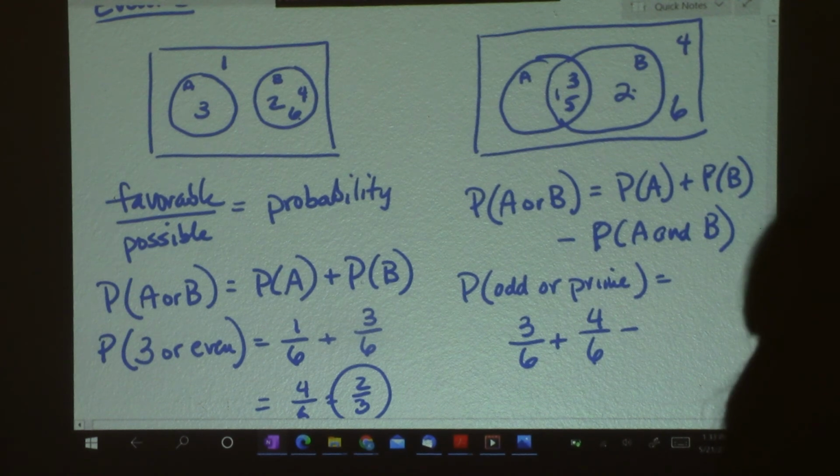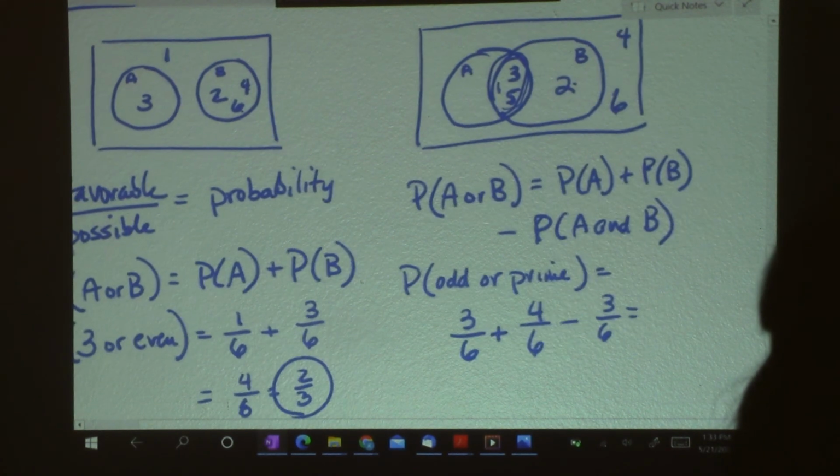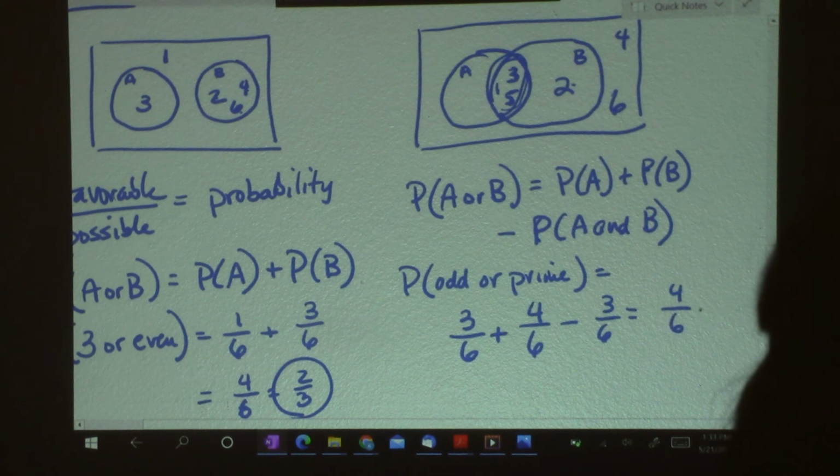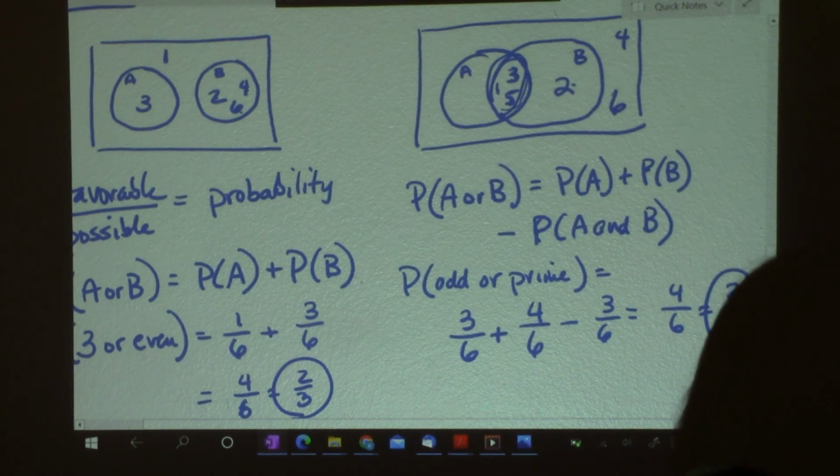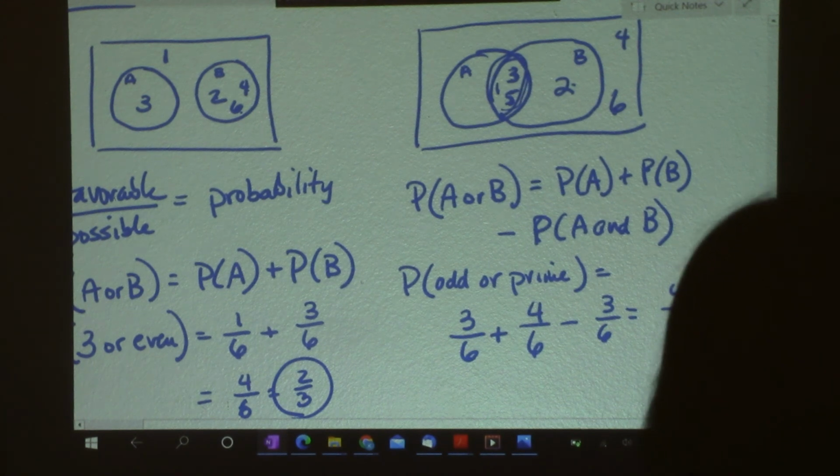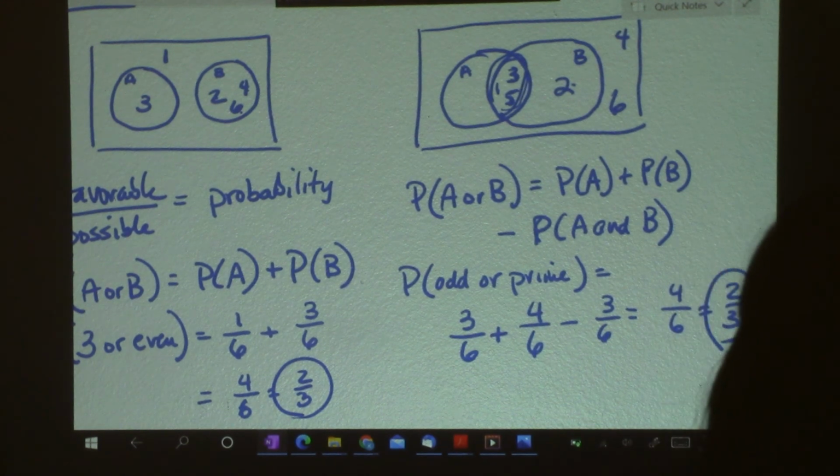So what's in the middle here? That's right here. So A and B, that would be 3 numbers. So I end up with 4/6, which is 2/3. Okay? So that's how that works. Let's do another one.